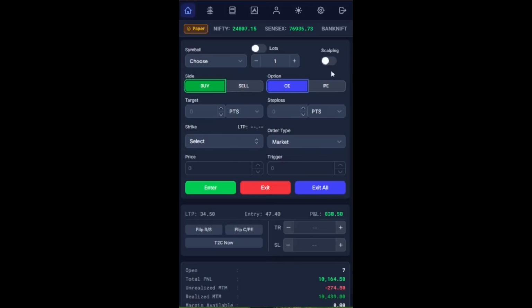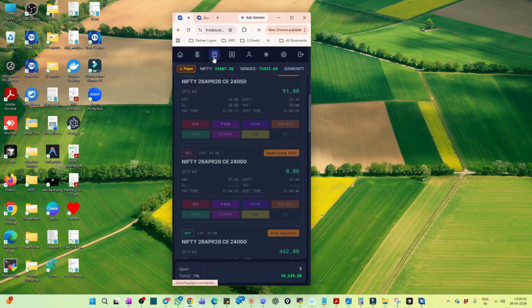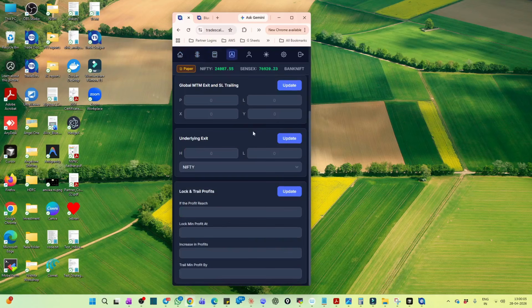This is the mobile view, and in the mobile view you don't see both scalping and normal. You have to choose whichever you want. This is the normal mode. If you want to shift to scalping mode, just toggle the button and then you will go to the scalping mode. And you also have the option chain in this, or the trade book, and all the advanced features that we have just discussed.